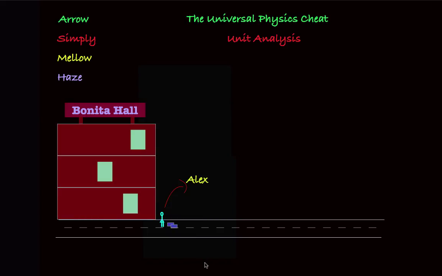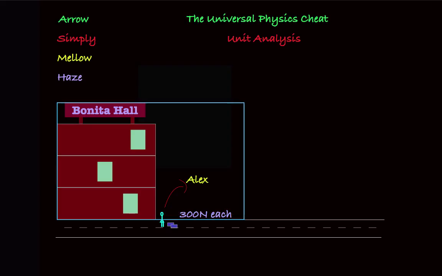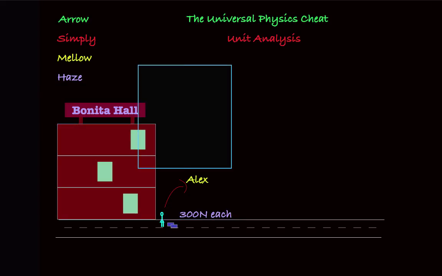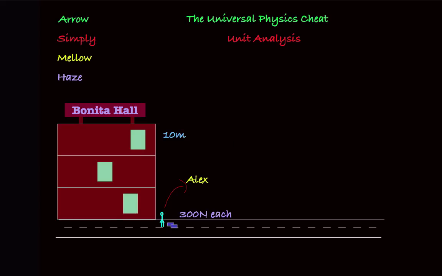And each of these suitcases require 300 newtons of force for Alex to pick up the suitcase and take it into the dorm. And she has to move those suitcases up onto the third floor of this dorm. And so the height of the third floor is 10 meters. So she has to apply 300 newtons of force on each of these two suitcases, and move it up 10 meters.